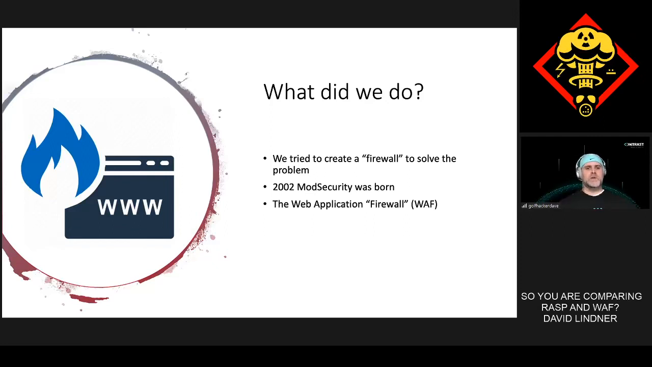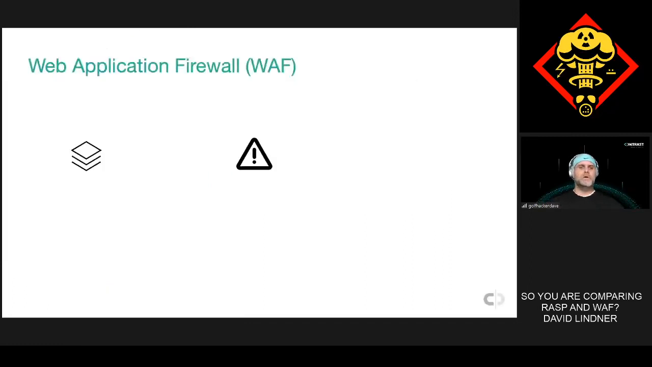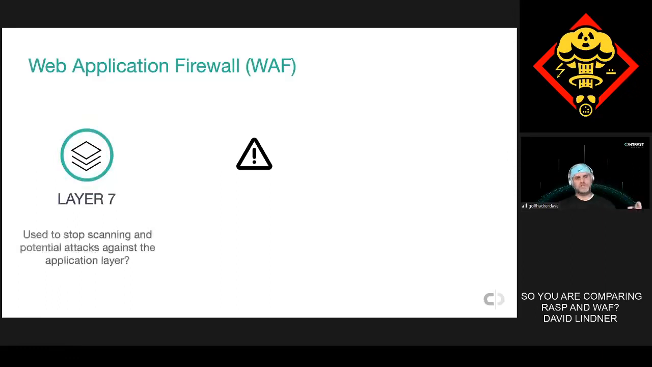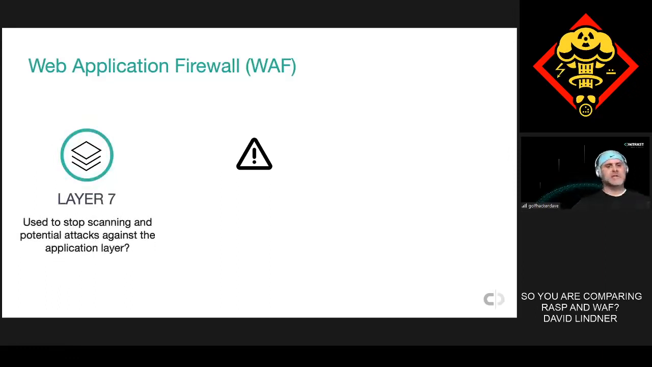And so we created this WAF to detect things at layer 7, which we didn't really have with our other types of firewalls that did a much lower level review of the traffic coming in and out. So again, a WAF is the layer 7 stuff. It's used to stop scanning and potential attacks against your application layer. So the traffic coming to and from your web and API type applications.